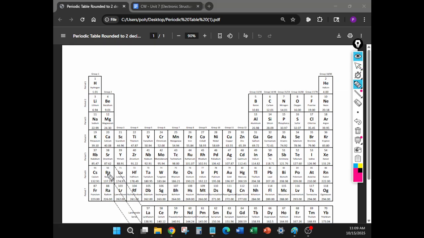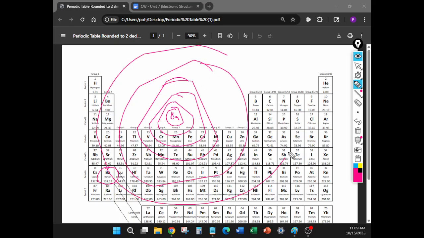Now the problem is once we start looking at bigger elements, like for example barium, right? Barium is in the 6th row. So if I asked you to draw barium and you drew all the shells, you would draw 1, 2, 3, 4, 5, and 6. And then you would have to draw 56 electrons in there, which would take forever. And let's be honest, nobody's going to count all that.